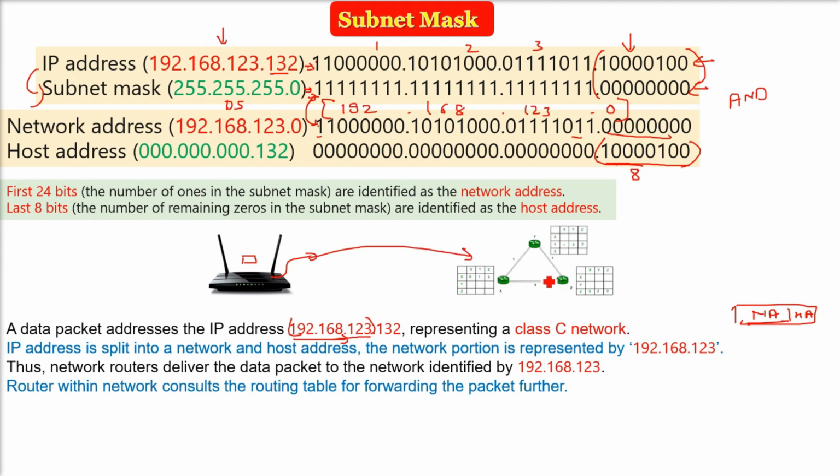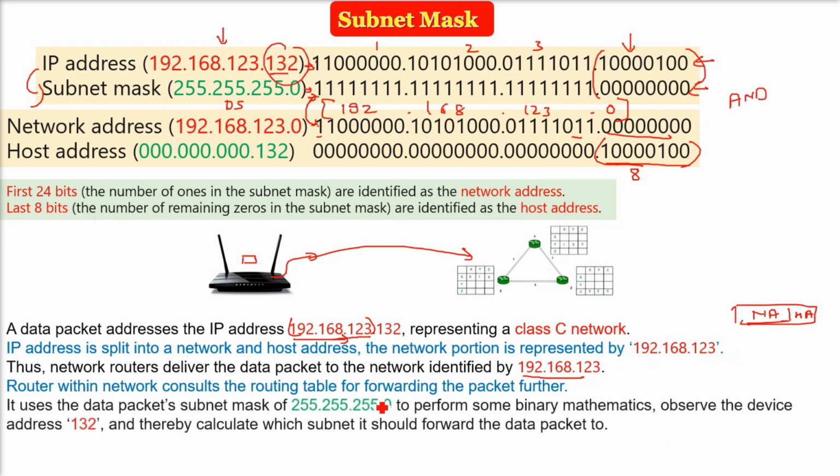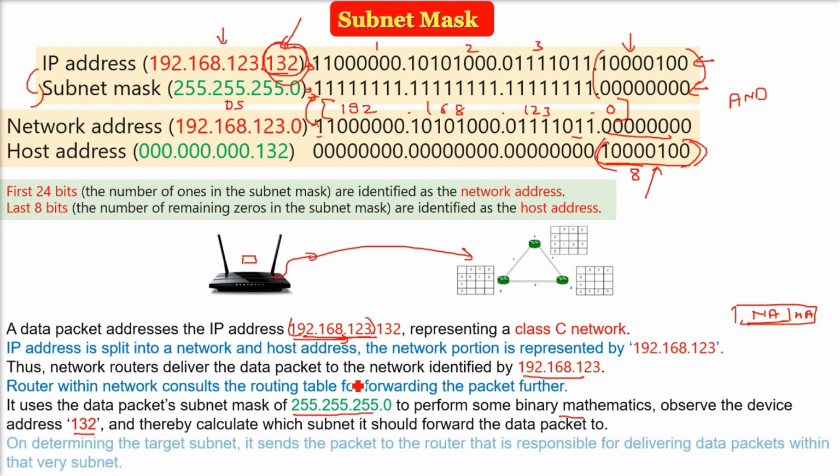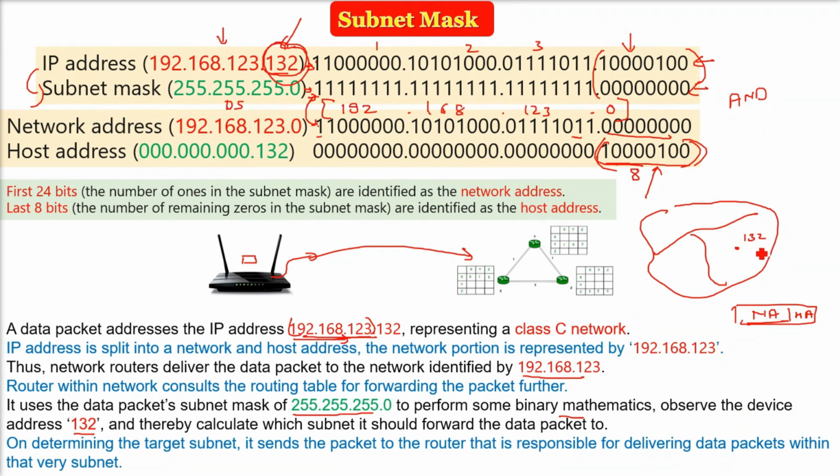That router will go to the routing table. It will ask where to forward this packet further. How is it going to give it further? Here comes the subnet mask. So it will use the data packet's subnet mask, which is 255.255.255.0. It does some binary mathematics, which is ANDing and ORing, which I just told you. It observes the device address is 132, and therefore it will calculate which subnet it should forward the data packet to. So that is how the network is 192.168.123 and the actual host is 132. So on determining the target subnet, it will send the packet to the router that is responsible for delivering data packets within that very subnet.